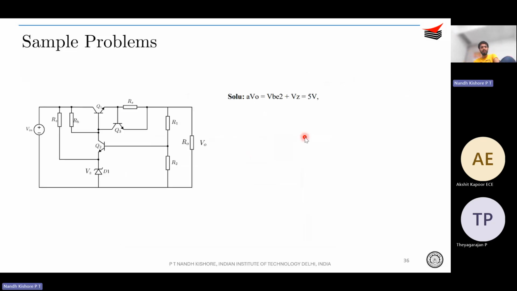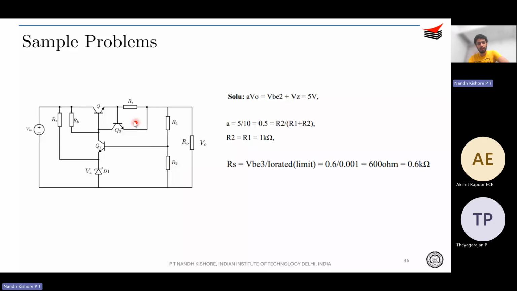So yeah, we'll just go to the problem again. So you understand that this point over here is actually 5 volt. Why? It is VZ plus VBE, which is equal to 5 volt. Okay. So you understand that R2 and R1 are going to be same, that is 1K and 1K. And what about RS? RS is equal to VBE divided by rated current, 0.6 divided by 1 milli, that is 600 ohms or 0.6 kilo ohms, correct? Therefore, the total will be R2 plus RS, which is 1K for R2 and 0.6K for RS, correct?